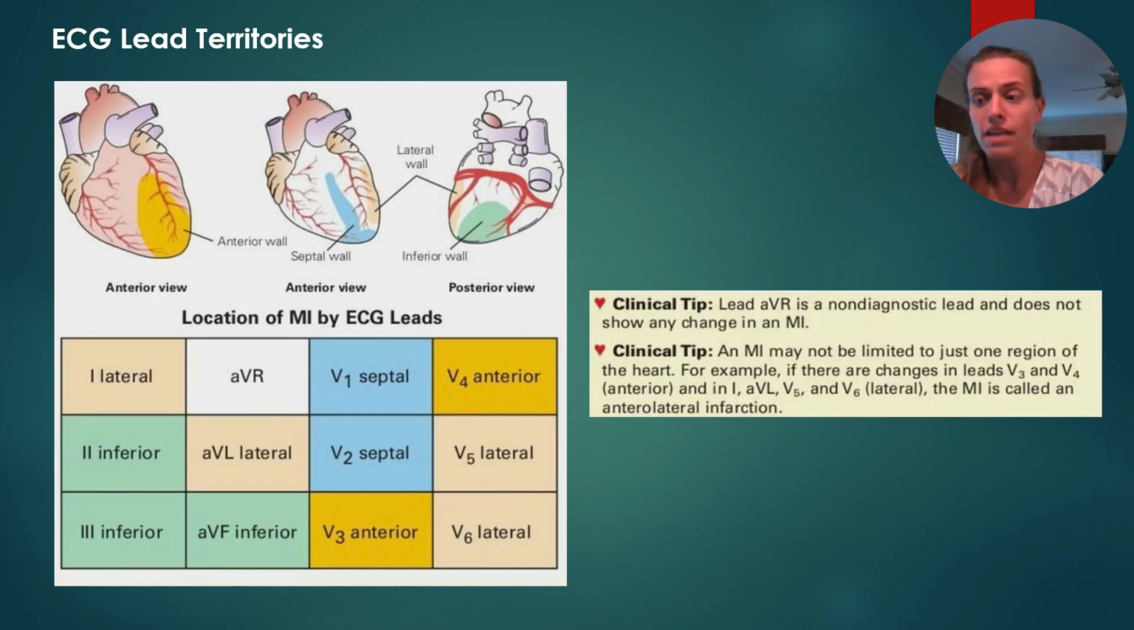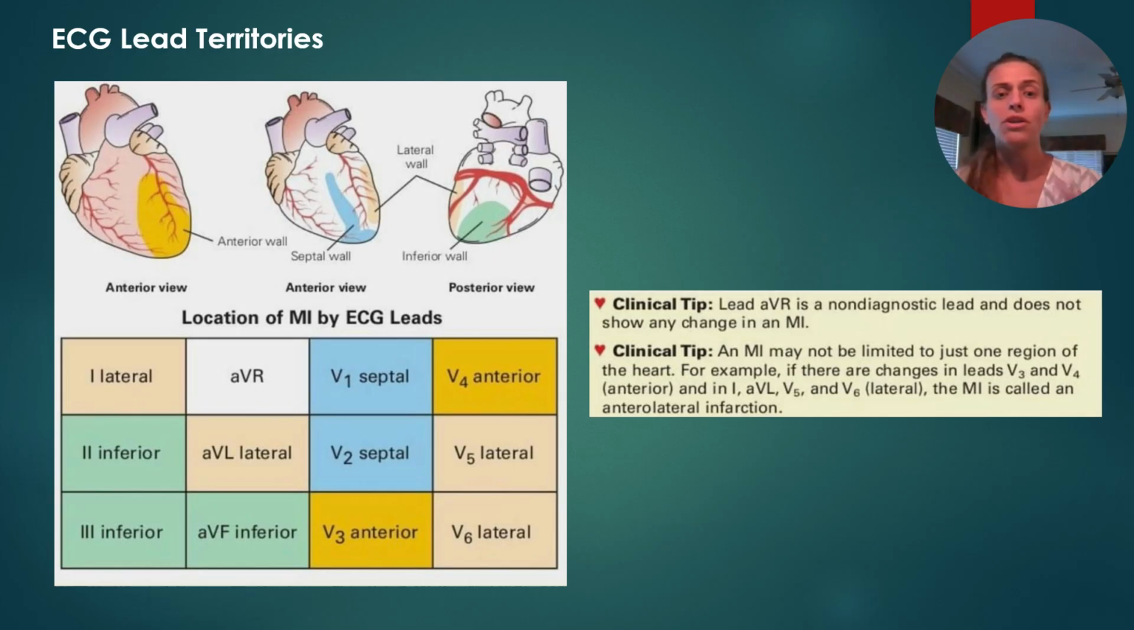Okay, you will see a note there that AVR doesn't have a color. It's non-diagnostic when it comes to a STEMI or anything like that, because there are no electrical changes on the AVR for an MI. And of course, a lot of times we see some elevation in multiple areas, that it affects both V1, V2, V3, and V4. That right there, that's not just an anterior MI or a septal MI. That would be what we would call an anteroseptal MI.